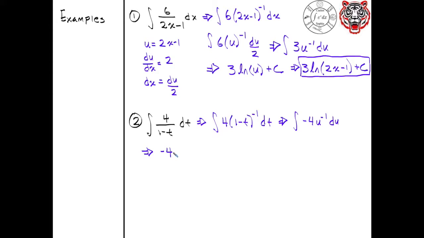negative 4, I'm actually taking the antiderivative now, negative 4 natural log of u, and I'm not going to write u here. I know what u is. U was 1 minus t, so it's just negative 4 natural log of 1 minus t. That's all I have to do, and don't forget to add c. So you can skip steps like that.